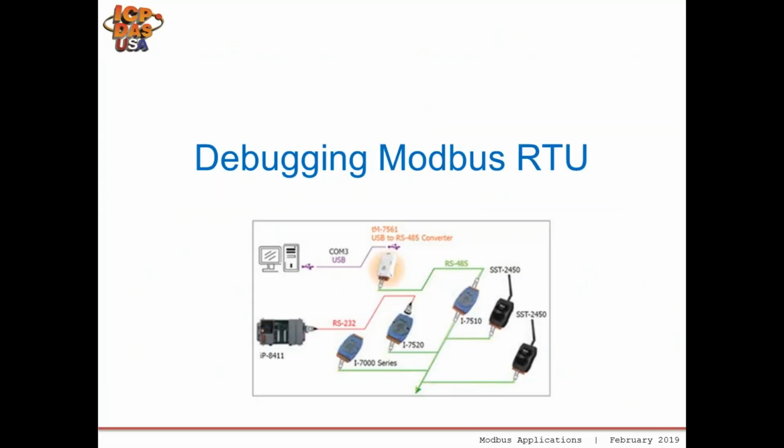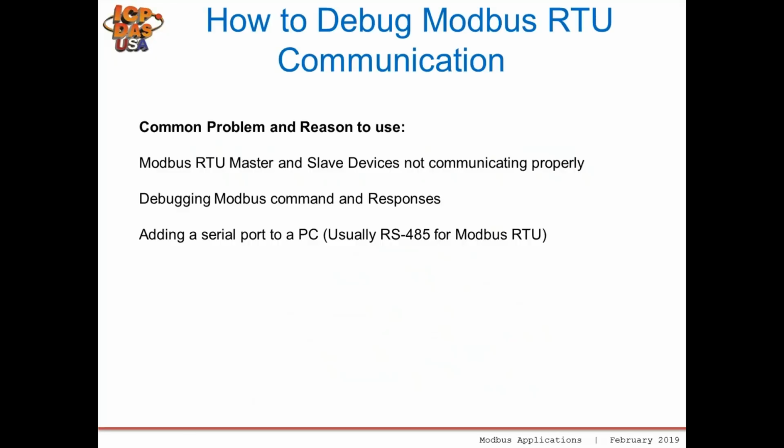For debugging Modbus RTU, we have this slide which shows our TM7561 connected to the RS-485 bus, and this is used to debug and test Modbus RTU communication. Here's the way that we standardly use here for debugging communication. So we have a Modbus RTU master and slave devices not communicating properly. To debug these, we connect an RS-485 converter from a PC and send commands to the slave devices to verify that the command and response is correct and communication is possible, including signal strength.